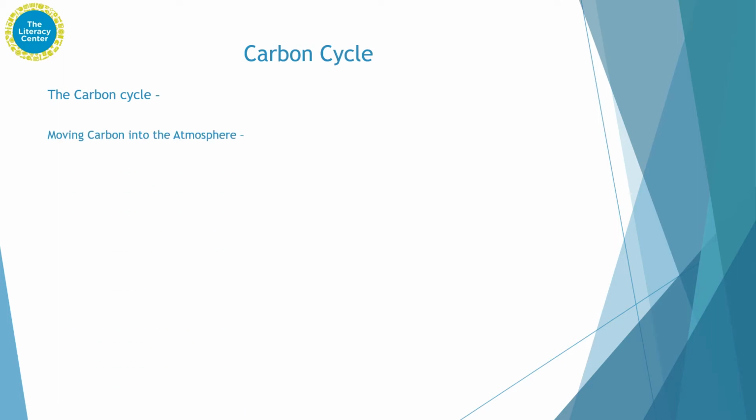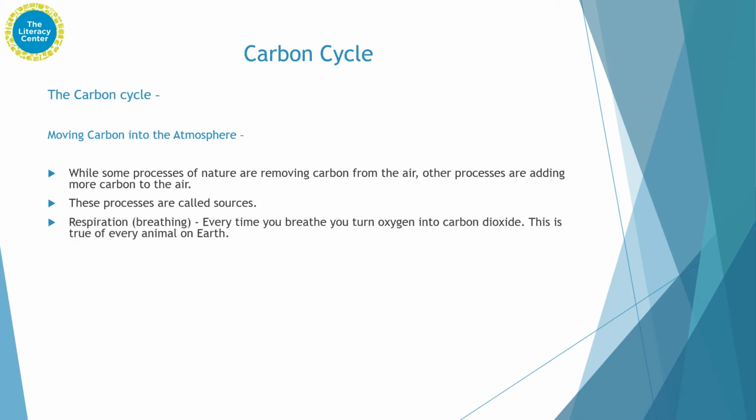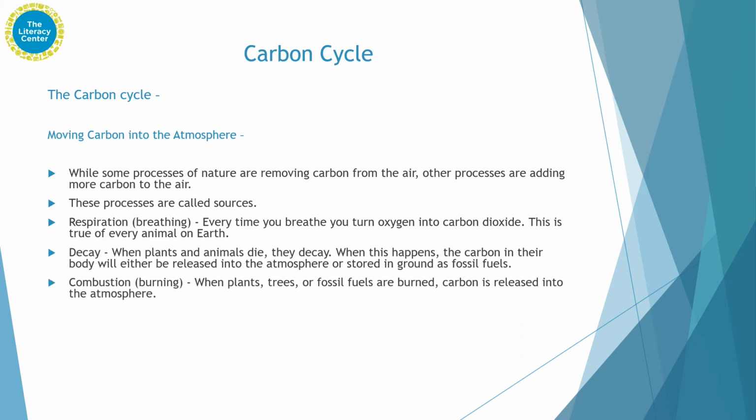In the carbon cycle, the next phase is moving carbon back into the atmosphere. While some processes of nature are removing carbon from the air, like photosynthesis, there are other processes that are adding more carbon back to the air. And how does this happen? These processes are called sources. For example, respiration. Every time you breathe, you turn oxygen into carbon dioxide. And this is true of every animal on Earth.